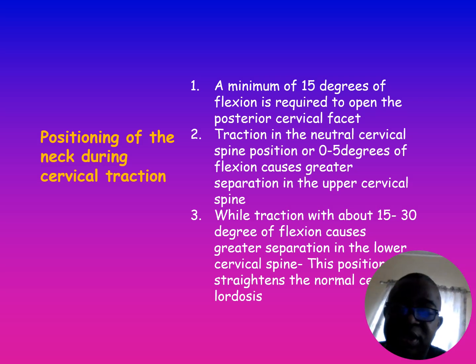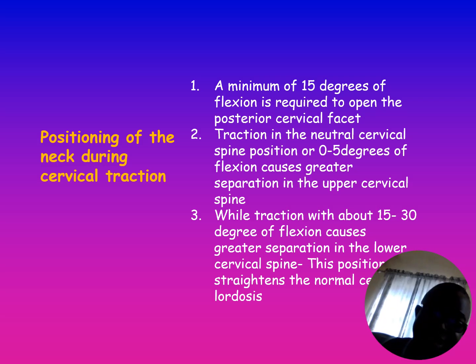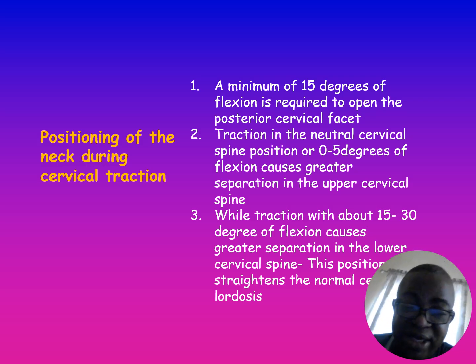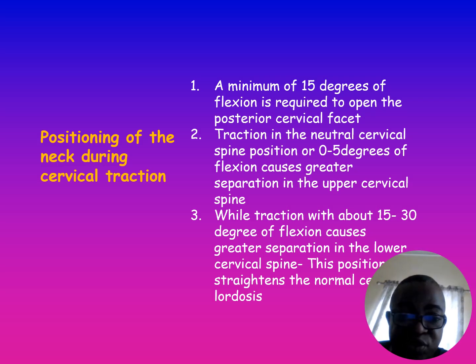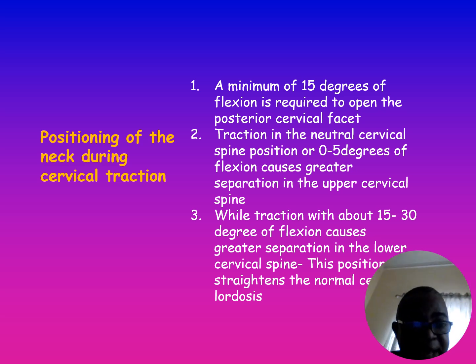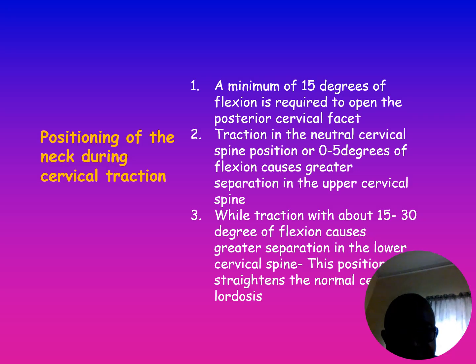But if you want the pulling force to actually get exerted on the lower cervical spine, where most of the radiculopathy take place, then you'll have to bend the neck to about 15 to 30 degrees before you apply the pulling force. So there is a positioning that is required to get the pulling force to the right position when you are doing traction. When you use a neutral position or 0 to 5 degree, it will cause separation in the upper cervical vertebrae. When you use 15 to 30 degree, it will cause separation in the lower cervical vertebrae if you're dealing with cervical traction.